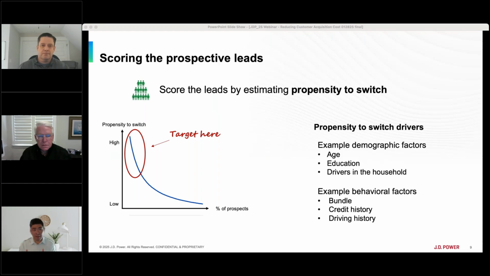And we use a number of different factors, let's say just pure demographic factors. And then on top of that, we also use a lot of behavioral data that only exists or that we have the best access to. So some example demographics, as you see, are things like age and education, how many drivers are in their household. And then some behavioral factors here are bundling. So if you also bundle your car with your home, what's your credit history look like, what's your driving history look like, and a number of other factors that we're not going to go too deep into the details. But once we're able to get all those components together, we're able to quantify who are the people that are most likely to switch.